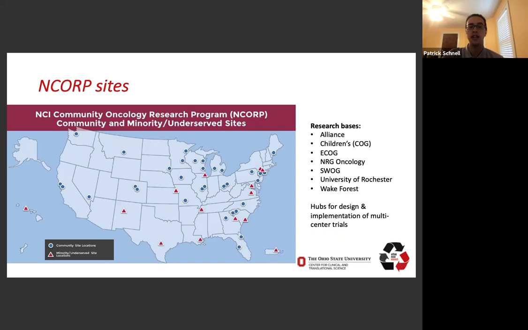NCORP also has 7 research bases, which are basically coordinating centers for multi-center trials. Those research bases are similar to the NCTN organizations. They're Alliance, Children's, ECOG, Energy Oncology, SWOG, University of Rochester, and Wake Forest.